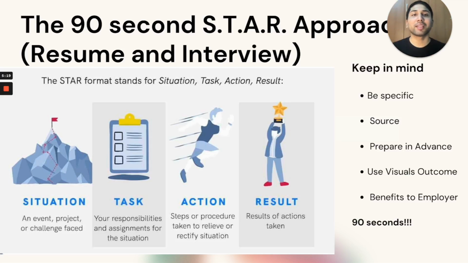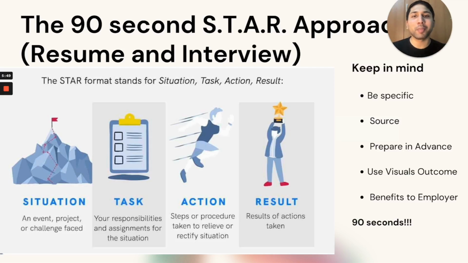So this is your 90-second STAR approach, and you should be able to crystallize it ideally in 90 seconds, but definitely not more than 3 minutes. So keep in mind, you have to be specific. You have to make sure that you are establishing all the sources. Prepare in advance. Don't try to think of situations impromptu. Your outcome has to be such that the interviewer should be able to visualize your outcome and how your attributes benefit the employer.